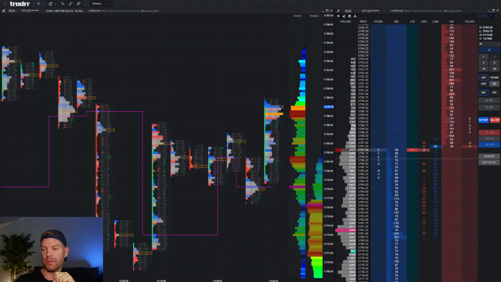As far as the market goes, honestly, I don't really know. I feel like it's a little bit sideways, I guess, after we broke out of the, let me load some more data here.